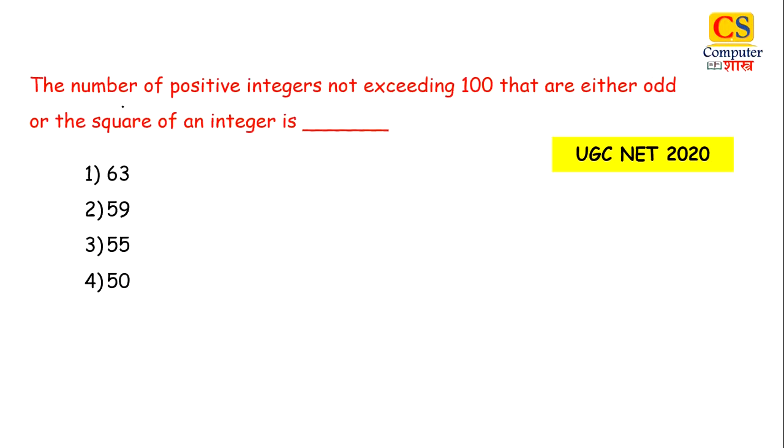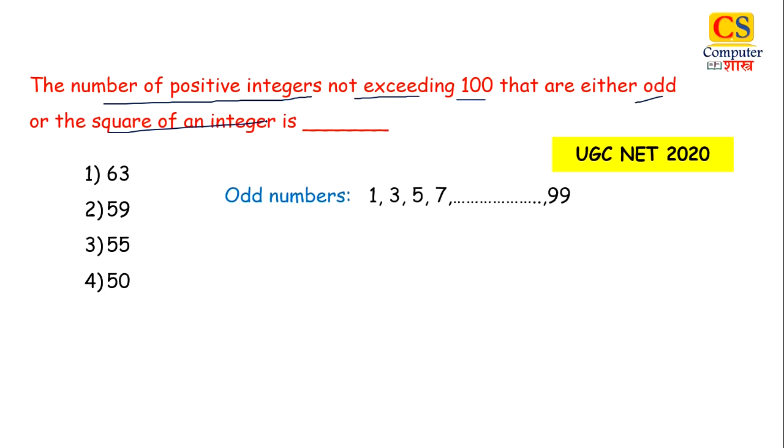Next question is, this one is a very easy question. The number of positive integers not exceeding 100 that are either odd or the square of an integer. First of all, let us find out odd numbers such that they do not exceed 100. Now odd numbers will be 1, 3, 5, 7 up to 99. So a total will be 50 numbers. This one is simple.